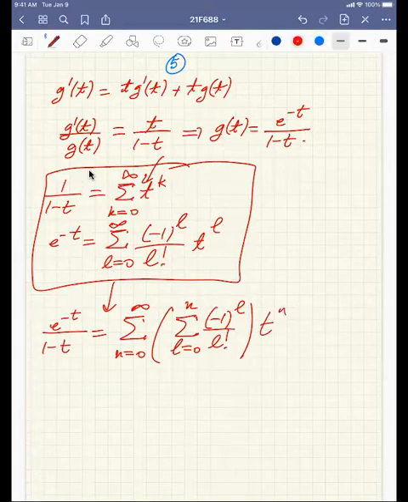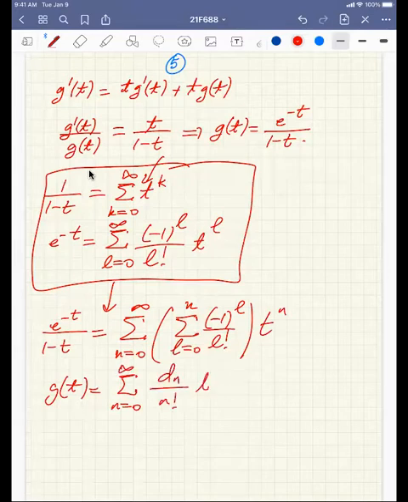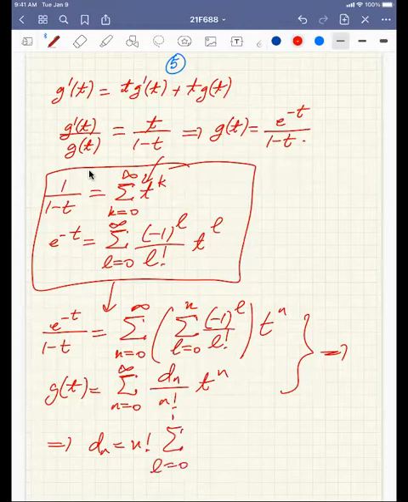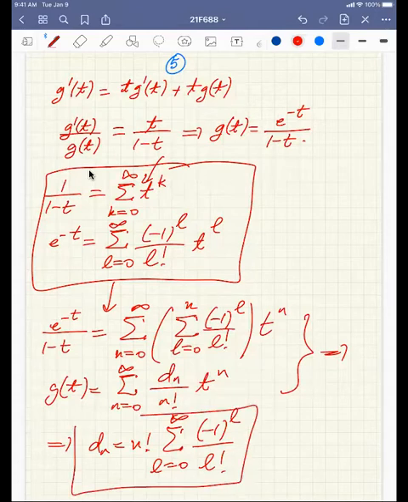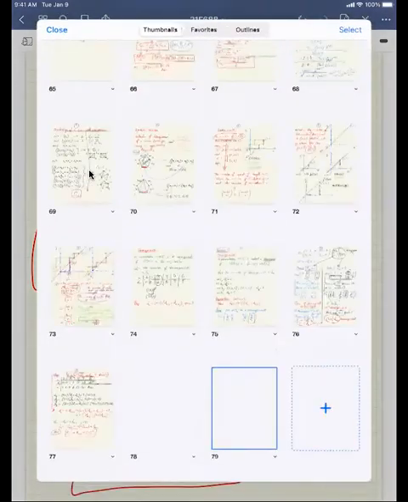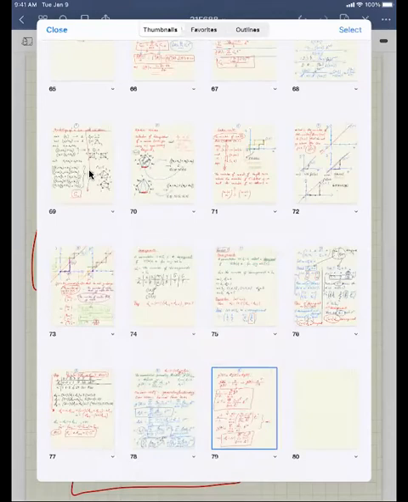But on the other hand, g of t was the summation from n equals 0 to infinity of dn over n factorial times t to the n. And so from these two, we get that dn equals n factorial times the summation from L equals 0 to n of minus 1 to the L over L factorial. Okay, so that's a closed formula for the number of derangements on n elements.